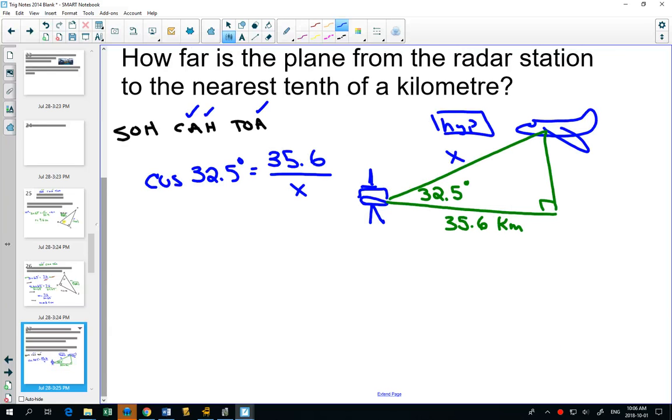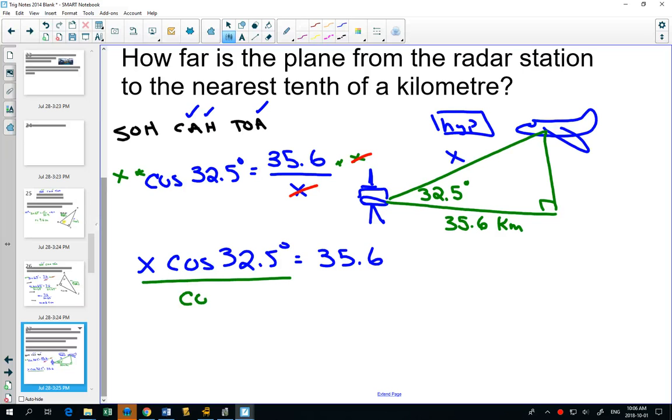At this point, x is in the denominator, so we have to multiply both sides by x first. And that would, on this side, simplify my x's away. And now that x is in the numerator, on the top, I can get x by itself by dividing both sides by cos of 32.5 degrees.